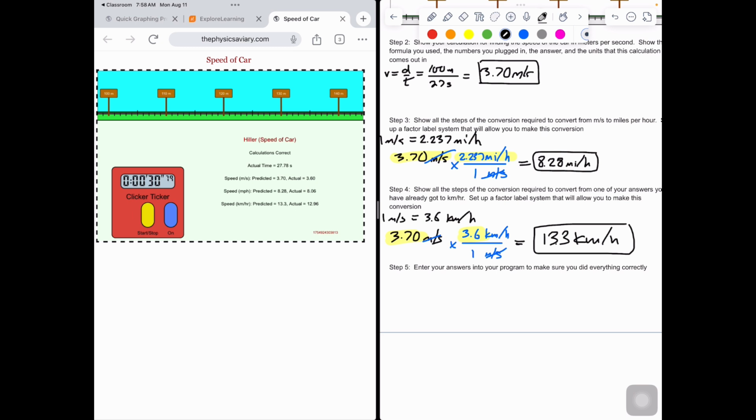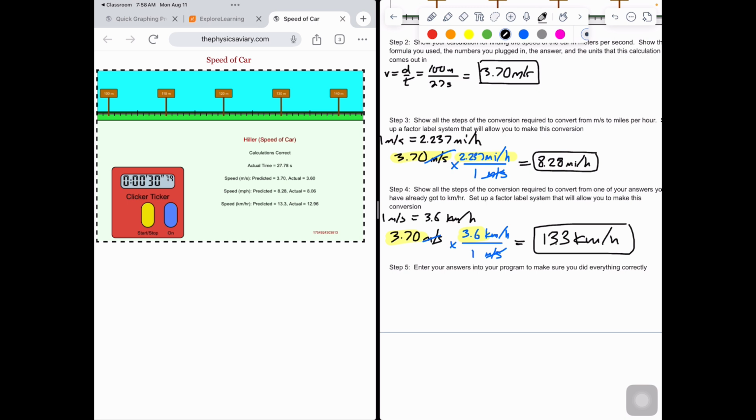Okay, there you go. So apparently my actual time was 27.78, but you could see it was close enough to get me a pretty close predicted speed of 3.7. My actual speed was 3.6. So the closer you are to measuring, tapping on my screen was probably a little light. I think you'll probably have better success on your computer.